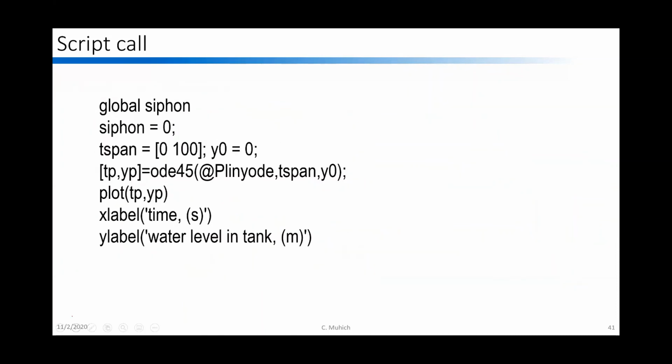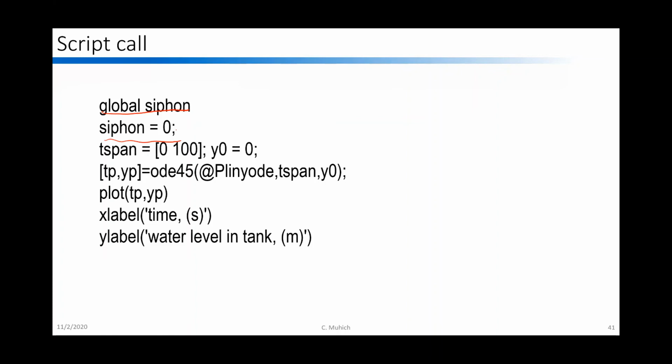I can then leave that subfunction call and write a script that's going to conduct my ODE solver. Notice again, I'm going to call my siphon function. I'm going to set up in the script that this function is a global function here as well. You have to have this in all these functions where you want to interact with siphon.